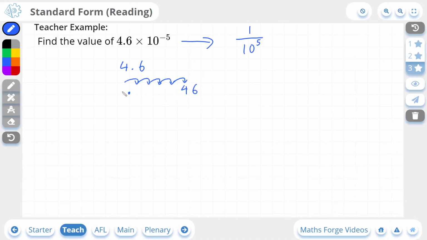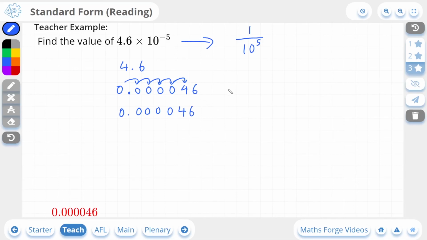So what goes into all of these empty places? Well, it's going to be 0 since it is a placeholder. And we're going to put 0 here, here, here, here, and right at the front. So our final answer should be 0.000046. And if we check our answer, there it is.